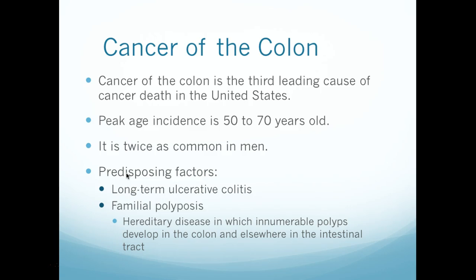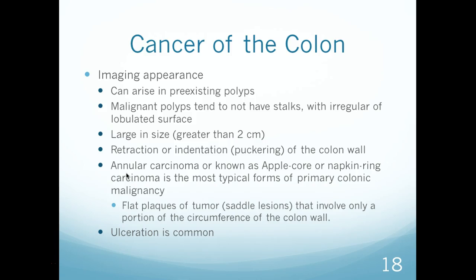So cancer of the colon is the third leading cause of cancer death in the United States. Peak age is 50 to 70. It's twice as common in men. Predisposing factors are long-term ulcerative colitis, which I talked about a minute ago, and familial polyposis. It's a hereditary disease in which innumerable polyps develop in the colon and elsewhere in the intestinal tract. So these people have tons of polyps, and a higher incidence of getting colon cancer.